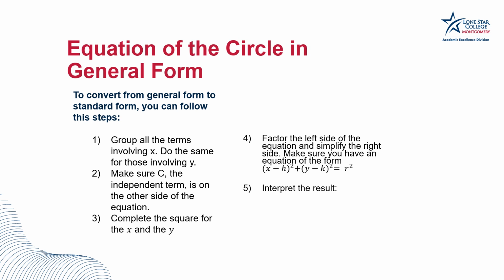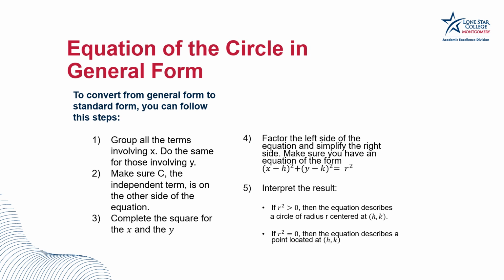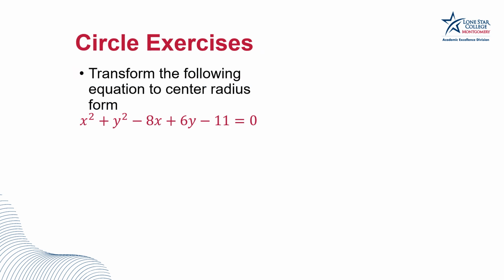Then finally you want to interpret your results, because depending on what your r squared is, if r squared is greater than 0, then the equation describes a circle with a radius of r and center at h, k. If r squared is equal to 0, then it's just a point at h comma k. And if r squared is less than 0, then the graph doesn't exist, because r is considered a distance, and you can't have a negative distance. It doesn't make sense. So let's look at an example.